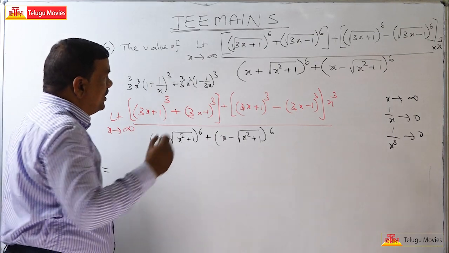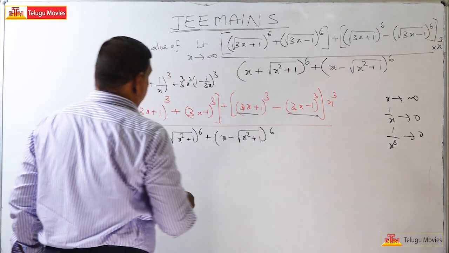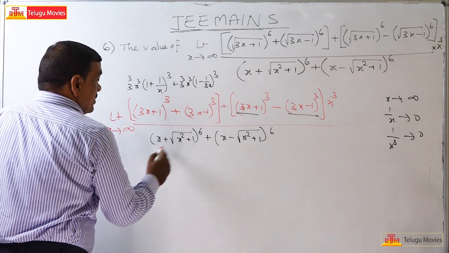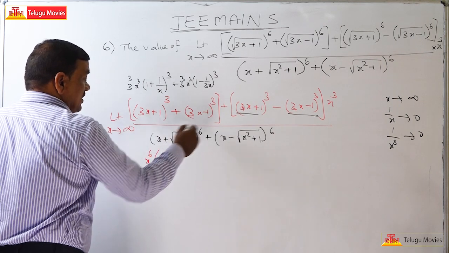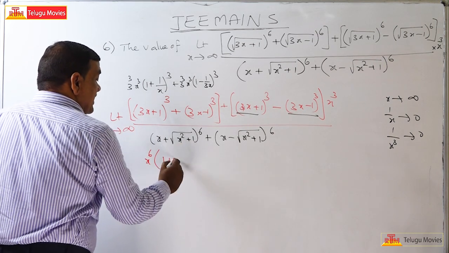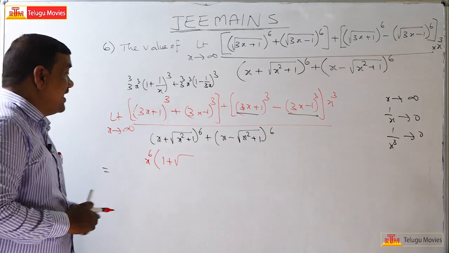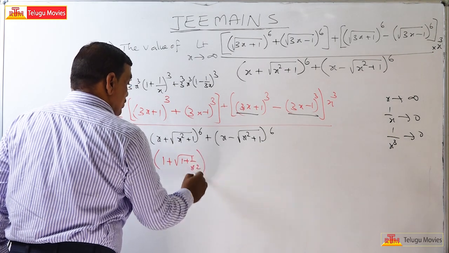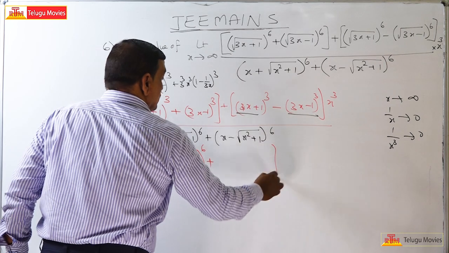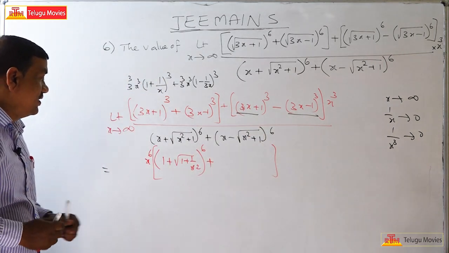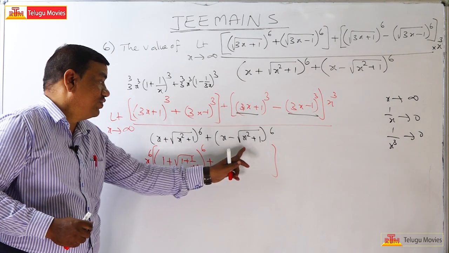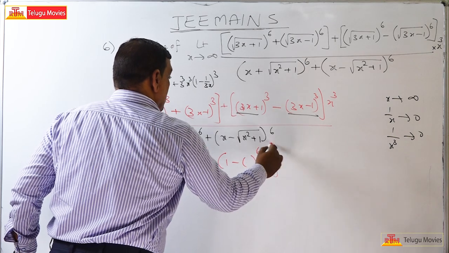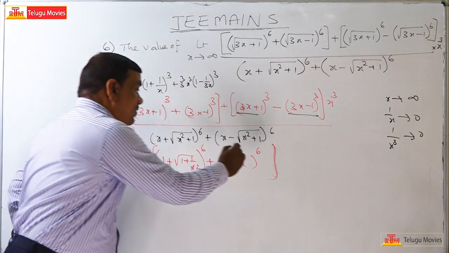Okay, now here also the same thing. Here you can take x common outside. If you take x common outside, x power 6 will come. This is 1 plus, here x will come, now here x square will come. That means 1 plus 1 by x square whole power 6. Here it is 0, here also you will get 0. This is 1 minus something whole power 6 you will get. 1 minus 0 whole power 6.